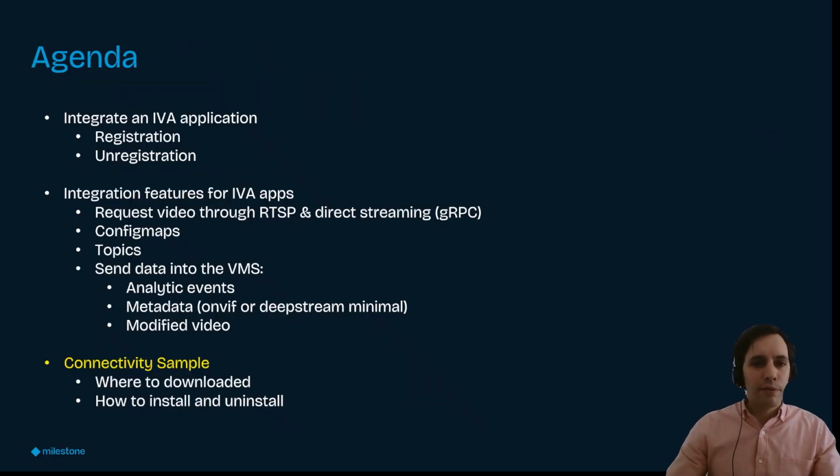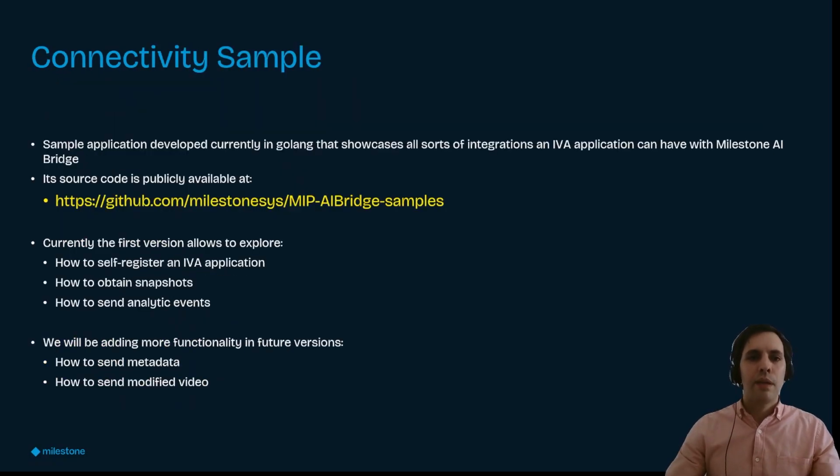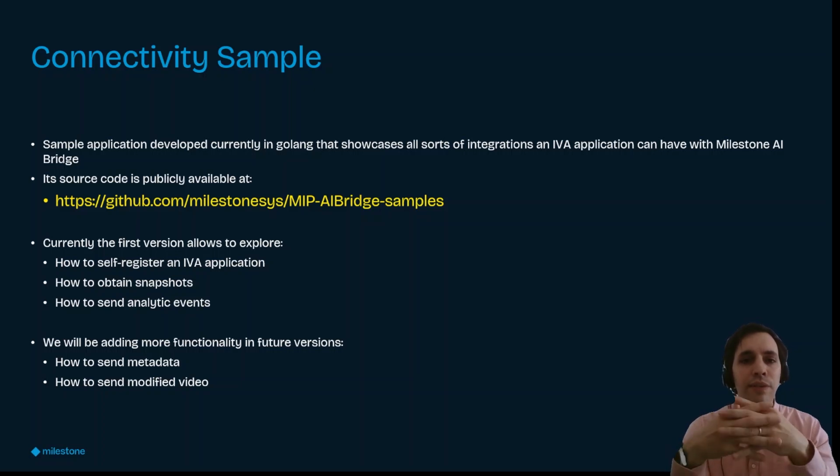Let's talk now about the connectivity sample. This is a sample application we have made in Golang, and it showcases all sorts of integrations an IVA can do when interacting with AI Bridge. Its source code is publicly available at this URL, and in the first version, it includes functionalities that showcase how to self-register an IVA application, how to obtain snapshots, and how to send analytic events to the VMS.